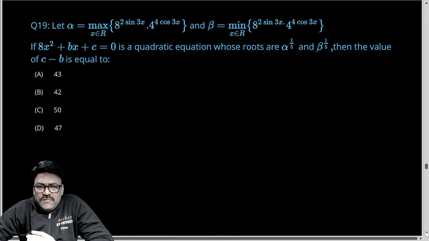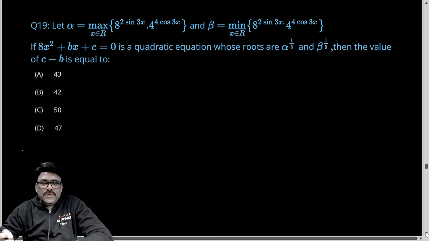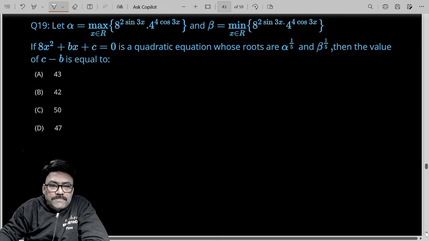Okay, see this question. This is based on trigonometry and quadratic equations. Alpha is the maximum of this expression. Beta is the minimum of this expression. And 8x square plus bx plus c is a quadratic whose roots are alpha raised to 1 by 5 and beta raised to 1 by 5. Then what will be c minus b? So see, alpha is what?